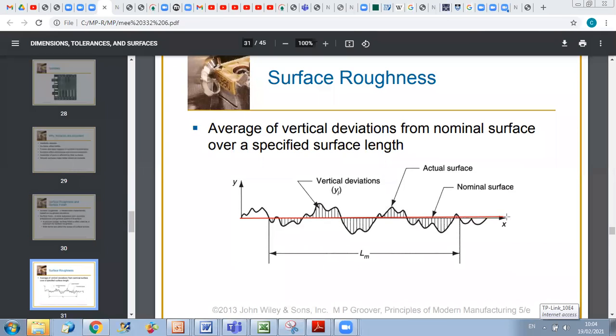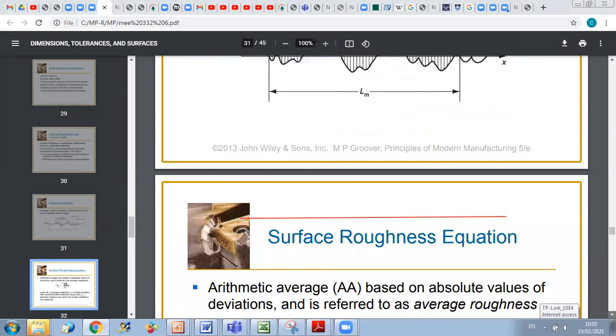But in the actual case, we have deviation from this smooth surface in the upward and downward direction. So we can have positive and negative deviations. Now, as a measure of surface roughness, we can do integration over the whole length to get, on average, the value of the deviation from the surface. So a first way to calculate roughness is by using the following formula.